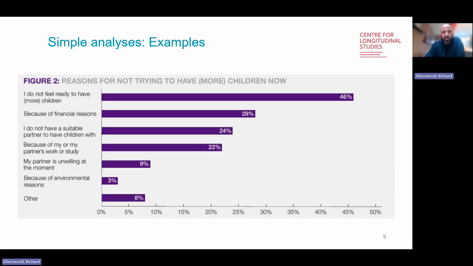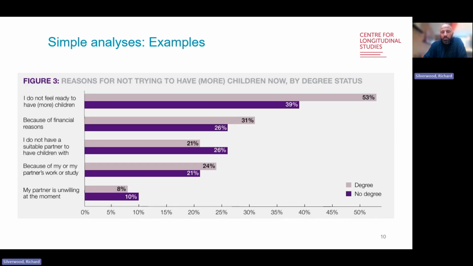So here again, we can see the distribution for the reasons for not trying to have children or more children right now. You can see the most prevalent response is that cohort members didn't feel ready to have children or more children at that point. So we can go on and drill down into this a bit more. We could split it by any number of different socio-demographic characteristics that we've captured data on.